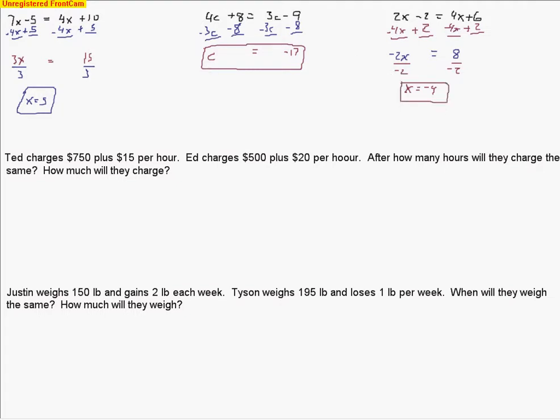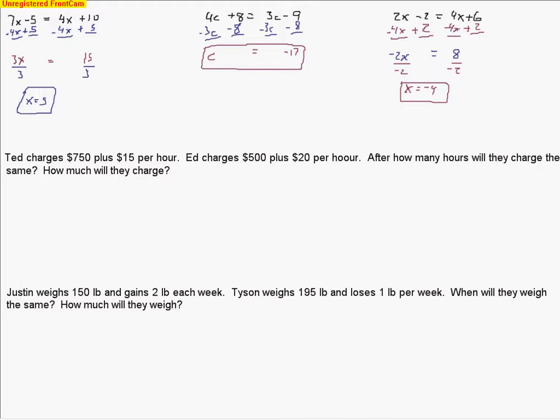Well, the next few problems are some word problems. Let's take a look at our first one here. So Ted charges $750 plus $15 per hour. Or Ed charges $500 plus $20 per hour. After how many hours will they charge the same? How much will they end up charging?